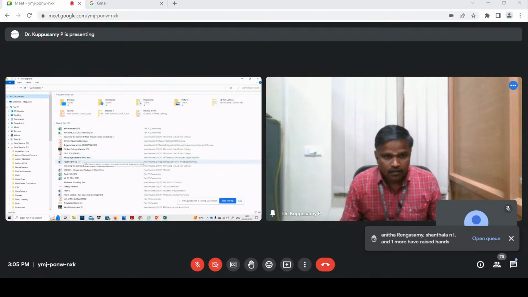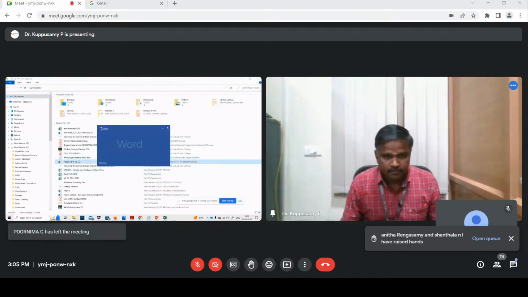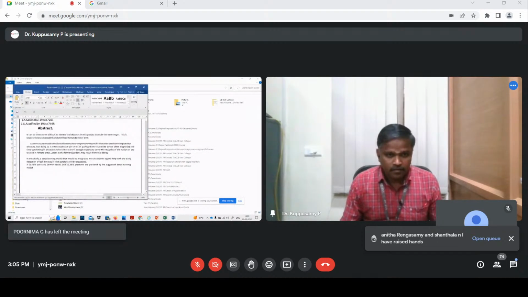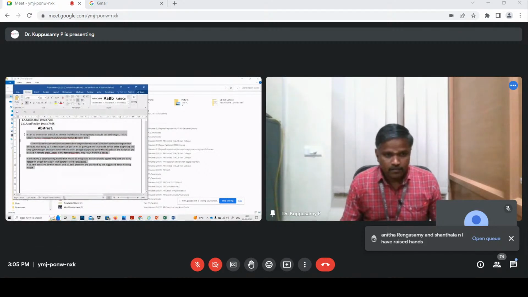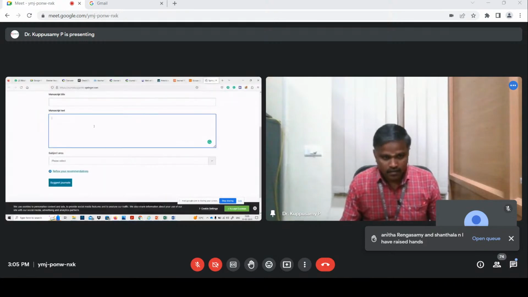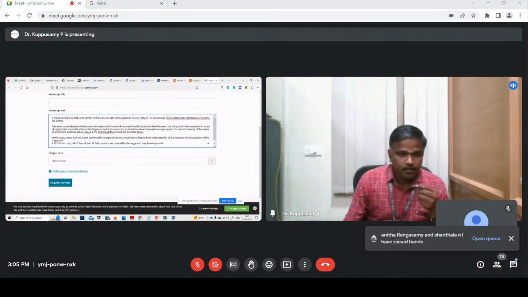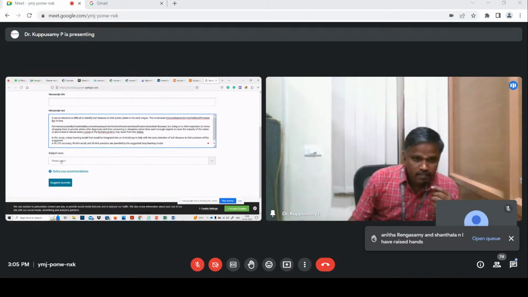I'll open some. So this is one of the papers prepared by students. I pasted the manuscript text and I am checking which journal is suitable for it. I am checking the computer science category. Just ask it to suggest the journal, and it will suggest one.